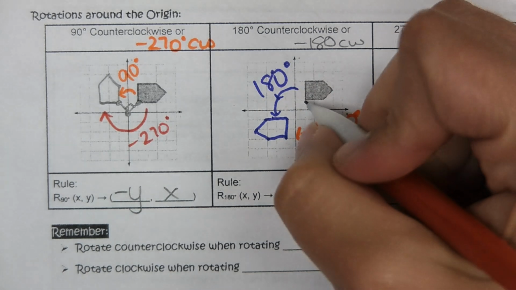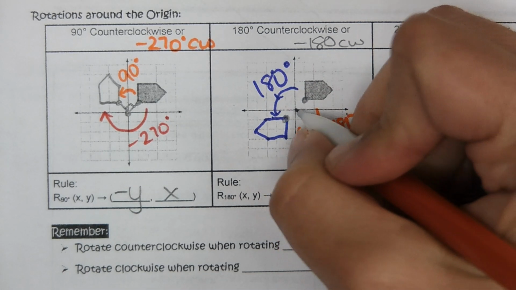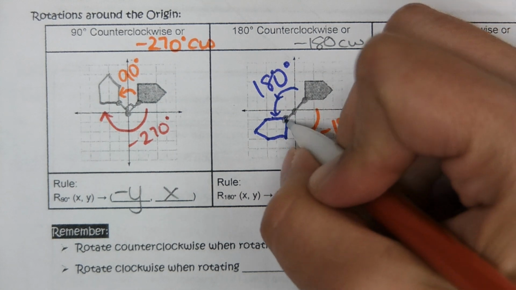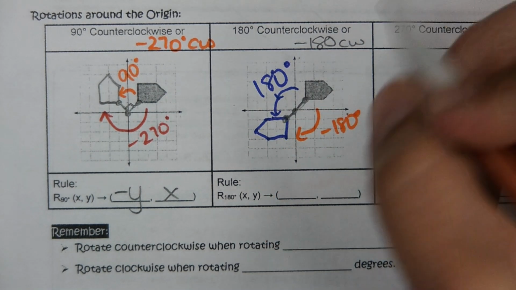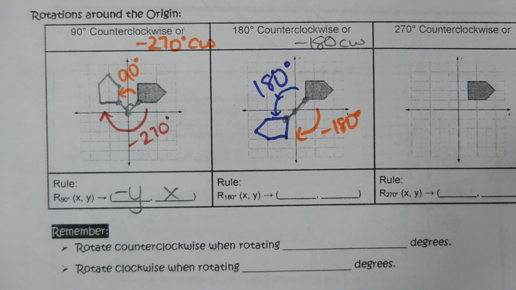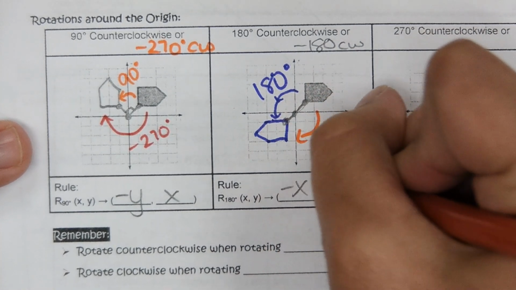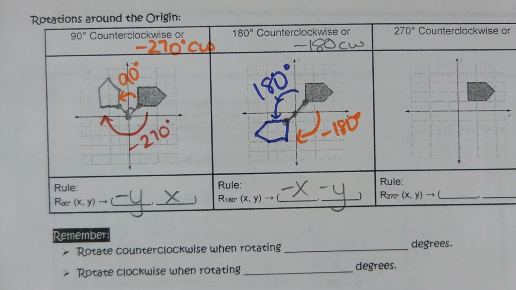And again, you can take a corresponding point, this point and this point, draw a line to the origin from both, and you should get a 180-degree angle right there, which is what we got. And then the rule for the coordinates, which again we'll get to later, is this, (negative x, negative y).